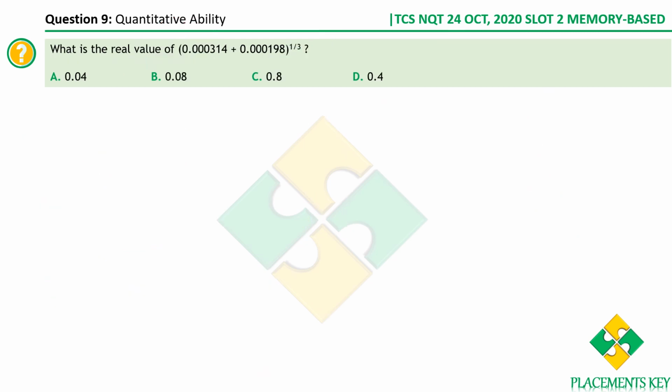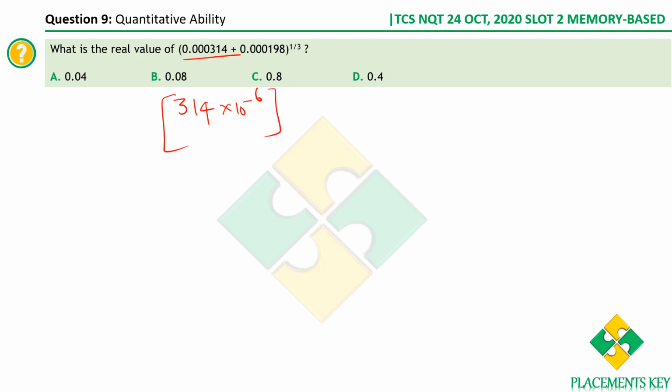Second question, or the ninth question. What is the real value of this one? Fine, I'm not writing the value here again. Directly, what we can do is, after the decimal, how many digits do we have? 1, 2, 3, 4, 5, 6. So I'll write this as 314 into 10 power minus 6. Since the value is less than 1, it is 314 into 10 power minus 6.